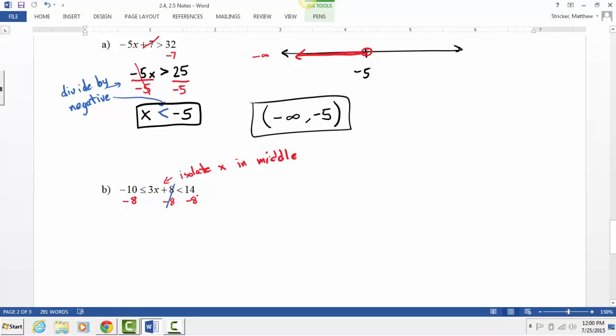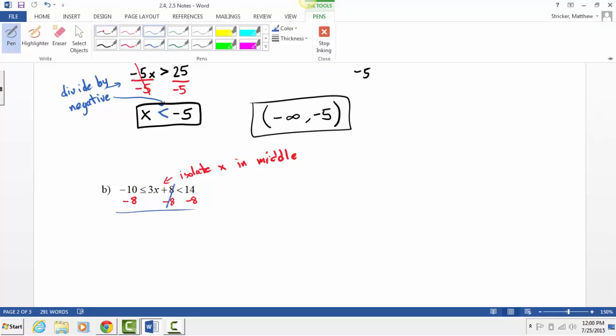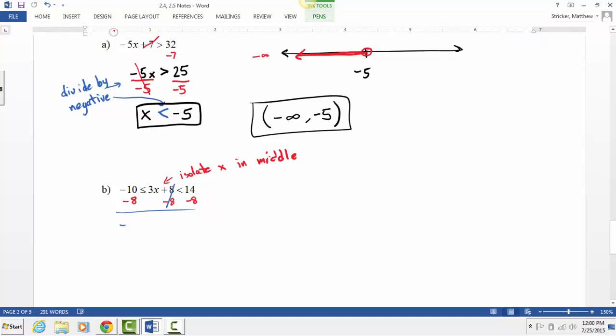So I'll cancel there. Negative 10 plus a negative 8 is a negative 18. 3x is in the middle and 6 on the right. We got to divide by 3 to get x by itself, but if I divide the middle by 3, I have to divide the left and right by 3. So doing that, negative 18 divided by 3 is negative 6 is less than x. 6 divided by 3 is 2.